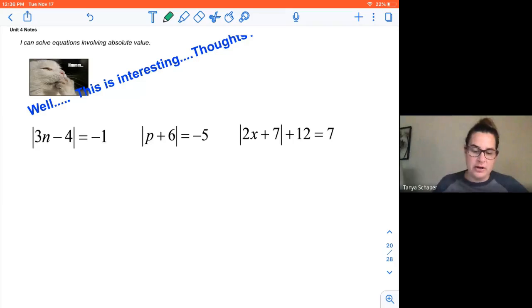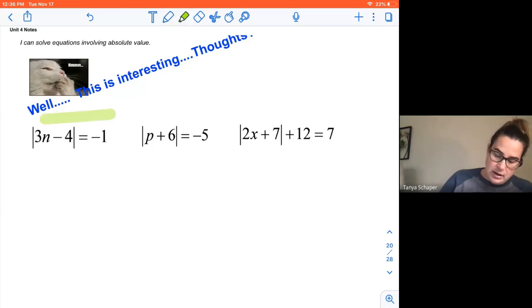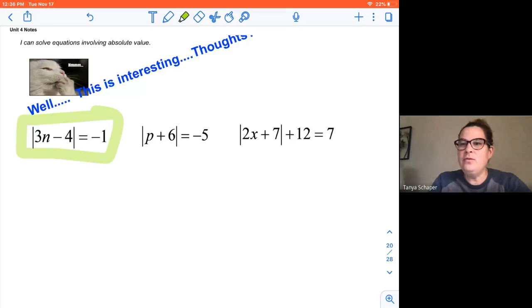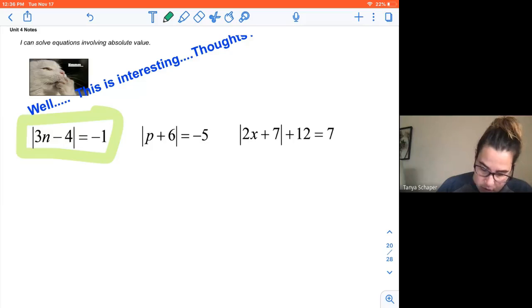So I want you to take a look at this. When you have this first one here, it says that the absolute value equals a negative number. Now, it can't equal a negative number because absolute value is distance, and distance from zero is always positive. So it's important that we say, okay, this isn't going to work. And so what you get to write down is no real solution.